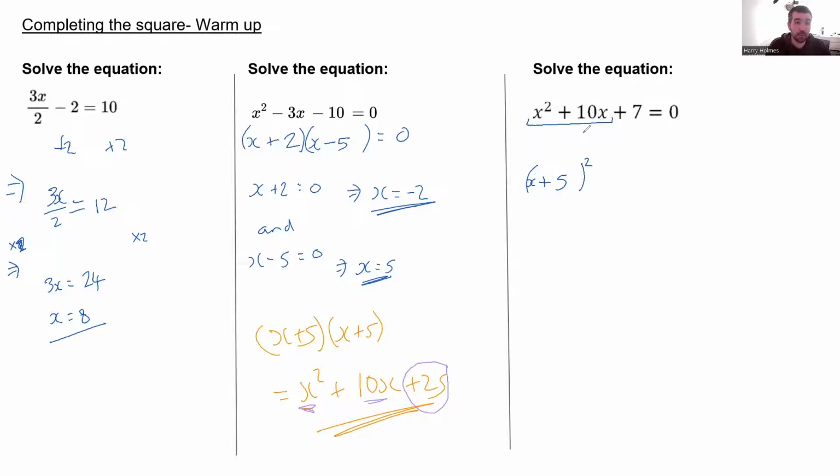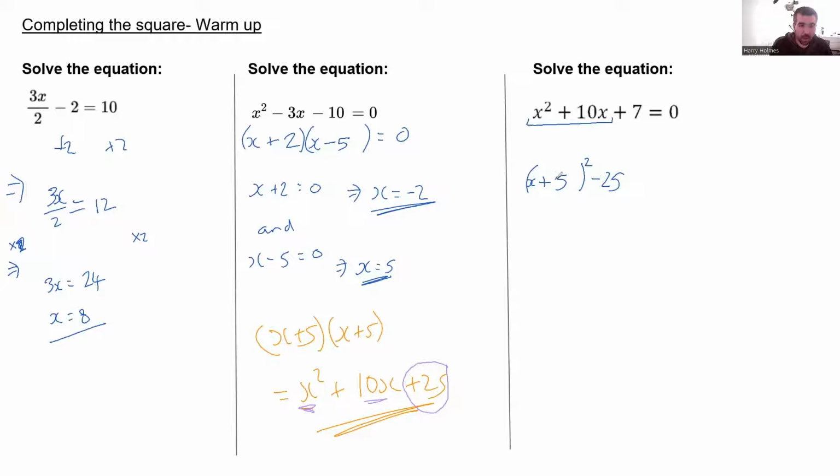And back to my blue pen. So if I write here now, minus 25, all of this here, the x plus 5 squared and the minus 25, that is now equal or equivalent to the x squared plus 10x. So I can replace x squared plus 10x with x add 5 squared minus 25. They are the same number.